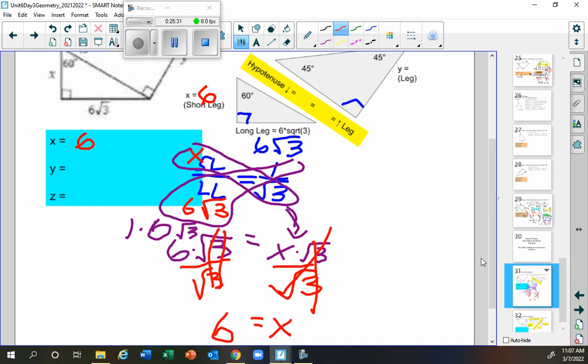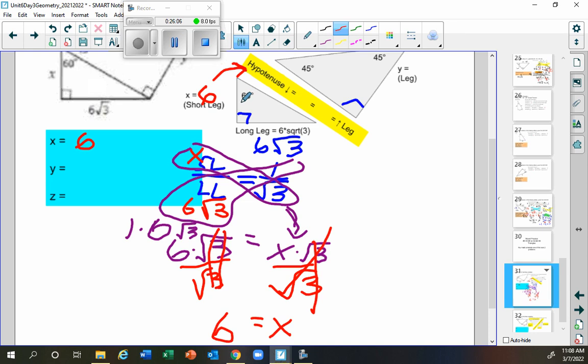Now, from here to here, if we want to go from short leg to hypotenuse, what number do we multiply the short leg by to get the hypotenuse? Anybody remember? 30-60-90? What number can we multiply the short leg by to get to the hypotenuse?